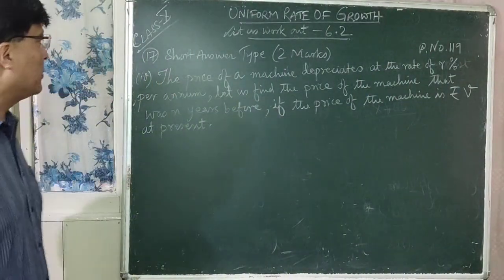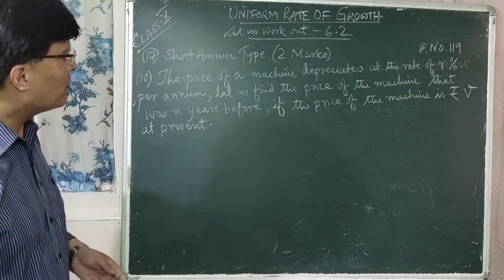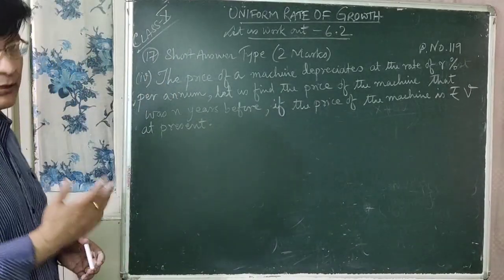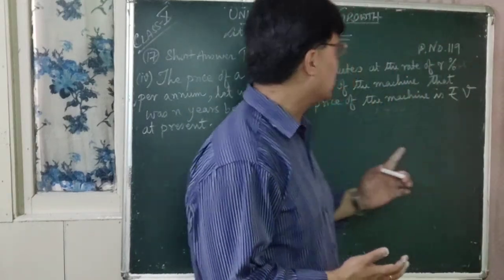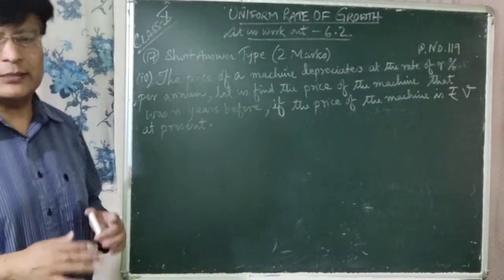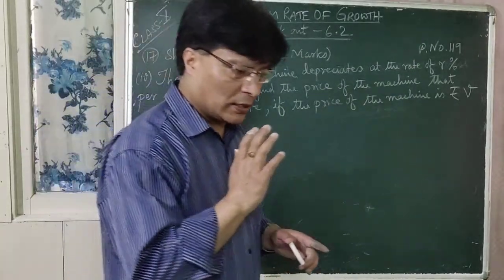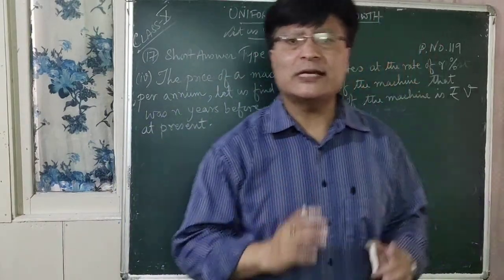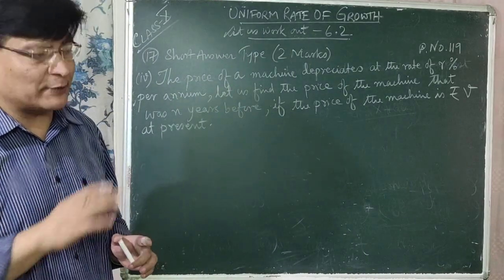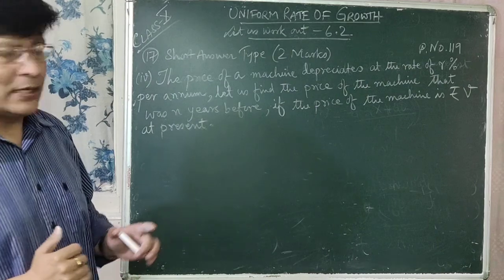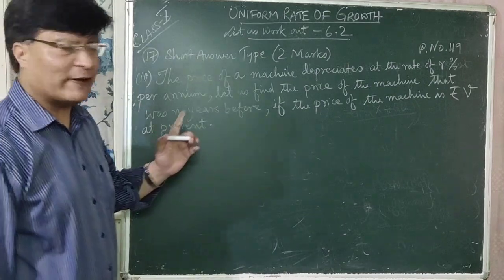So now we will do question number 17 (4). The question is: the price of a machine depreciates at the rate of R% per annum. So in this case the price of the machine is depreciating at the rate of R% per annum, that is, it is depreciating at the rate of R% every year. I told you that with the constant use of a machine, the value or the price of a machine depreciates, or decreases, at the rate of R% every year.